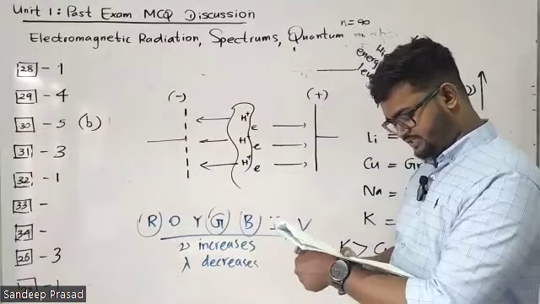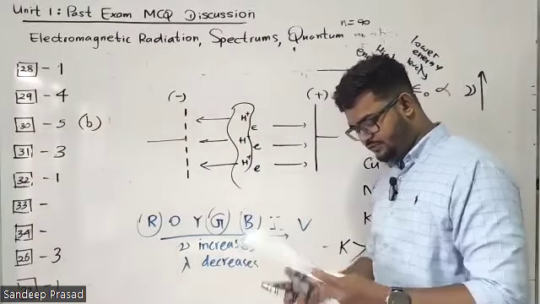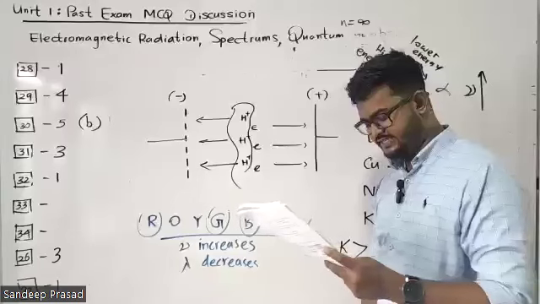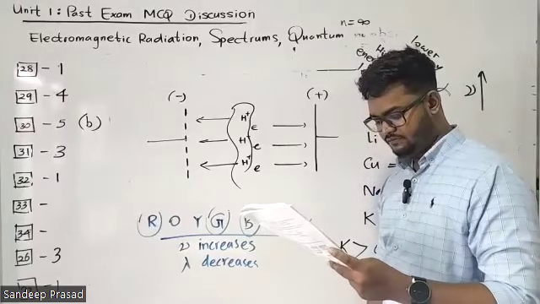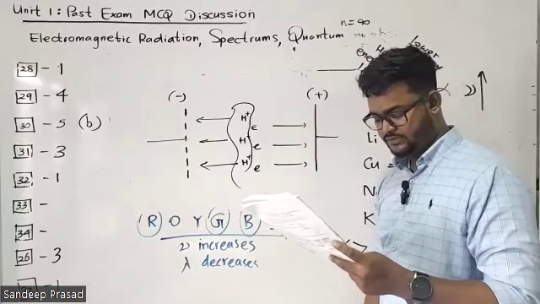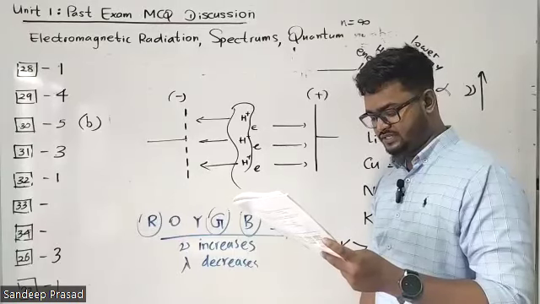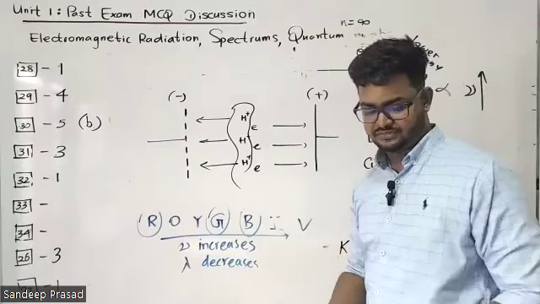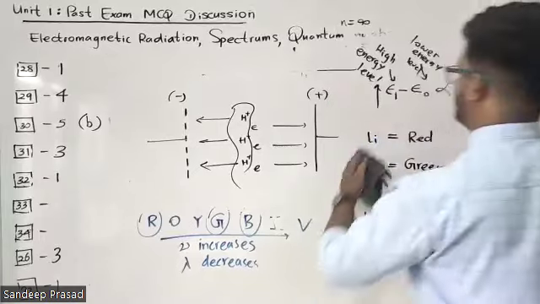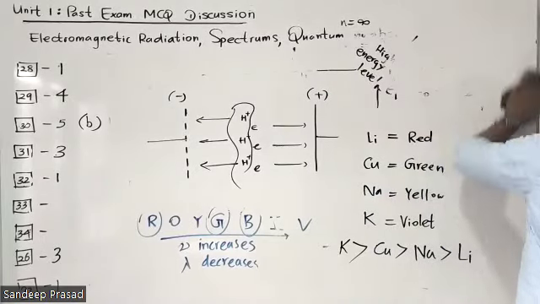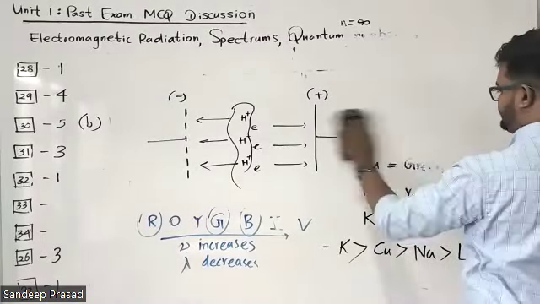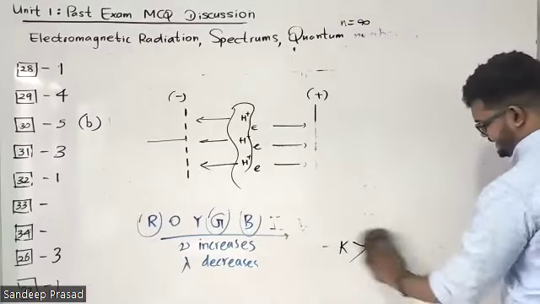Let's go for question number 33. Which of the following pairs of lines has the difference between them which is equal to that between the third and fourth lines of the Lyman series of the atomic spectrum of hydrogen? I think when we draw the energy level diagram, we can go for the answer for this question easily. Let me draw the diagram.